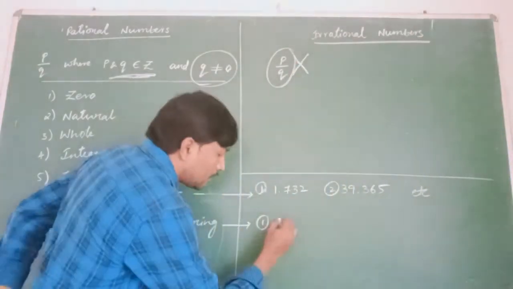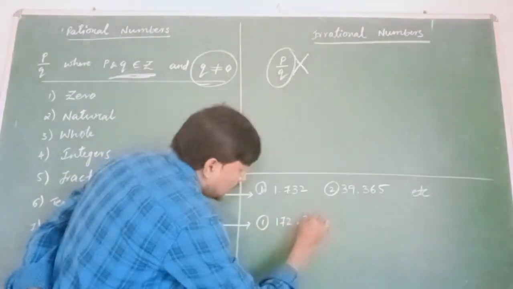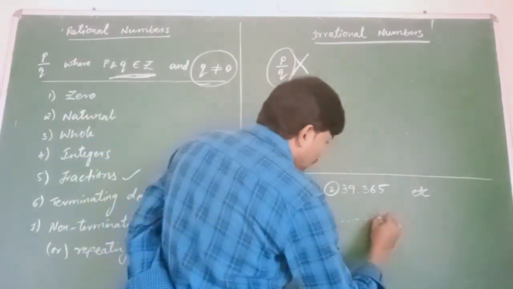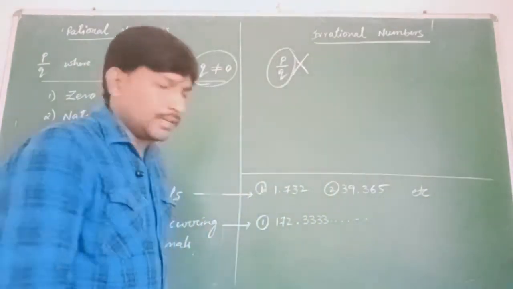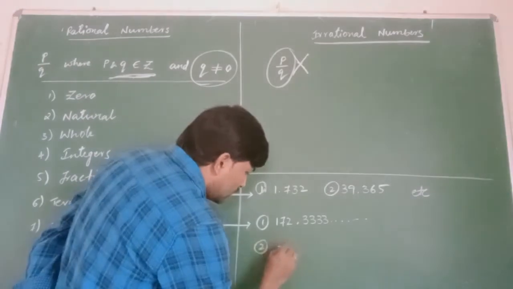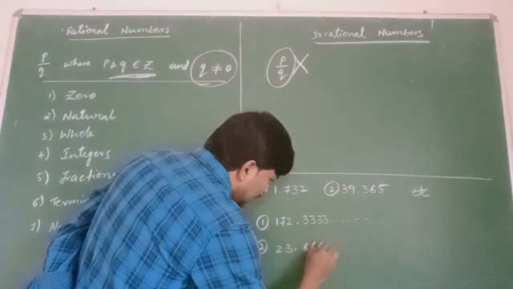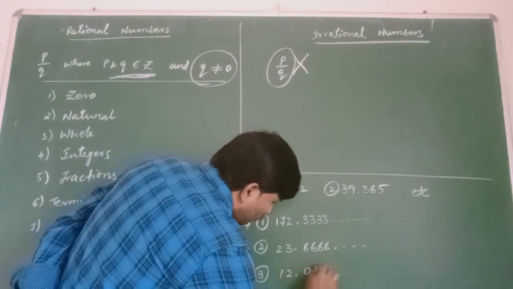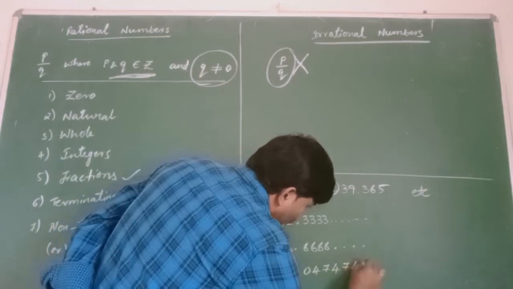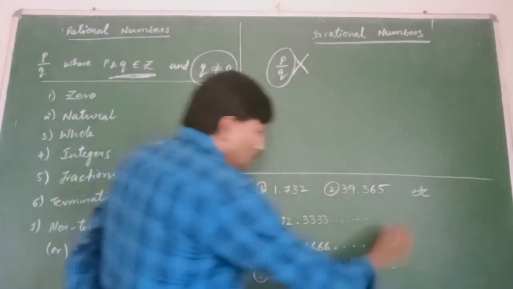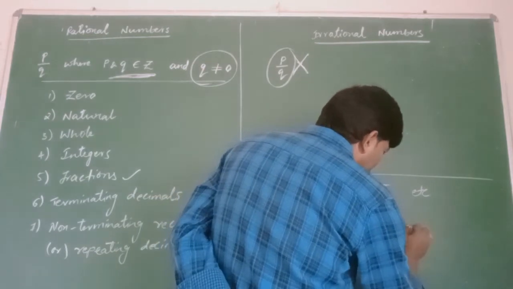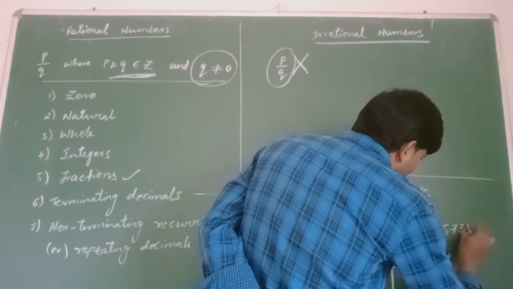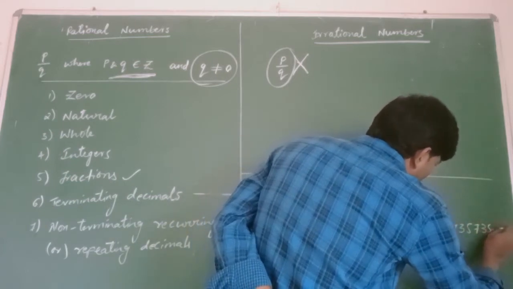For example, 172.333333 and so on, which we can write in short form. The second one, 23.666 and so on. The third one, 12.0474747 and so on. A few more examples: 33.7357357 and so on, with 3, 5, 7 repeating.